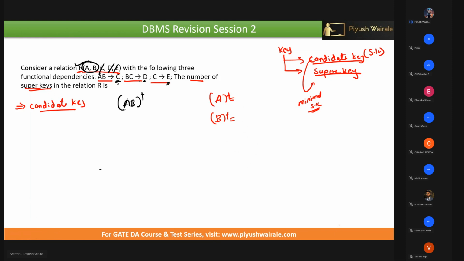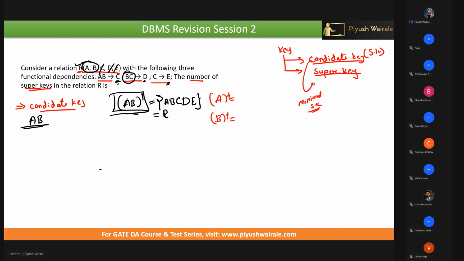How can we check that? Simply take the closure of AB here, right? If I take the closure of AB, AB will give me AB, and from AB I am getting C here, right? Then I have ABC. From BC I will get D here, and from C I am getting E here. That's it. So I'm getting all the attributes in the relation R. It means AB is basically my candidate key here. That's it. Here we have only one candidate key.